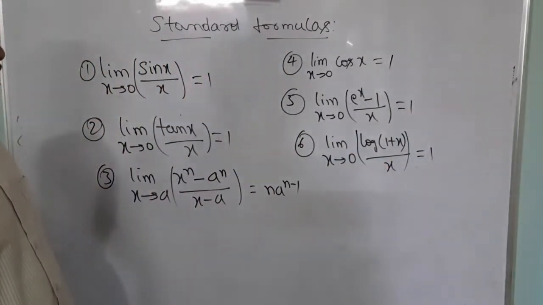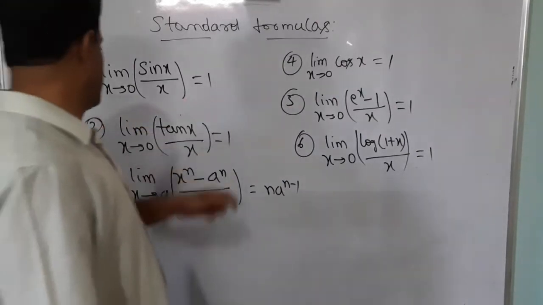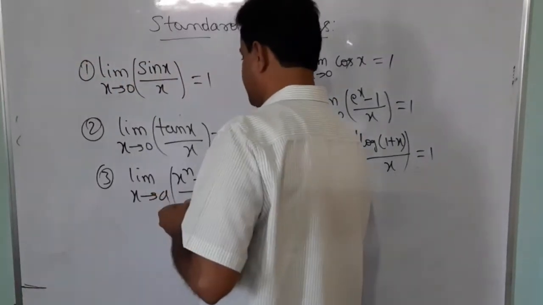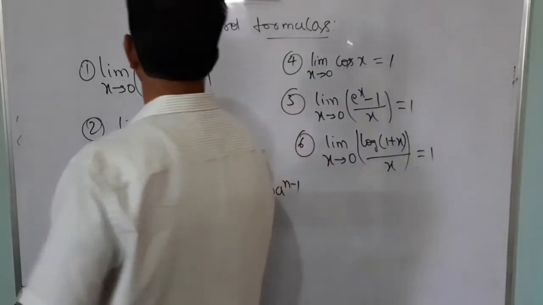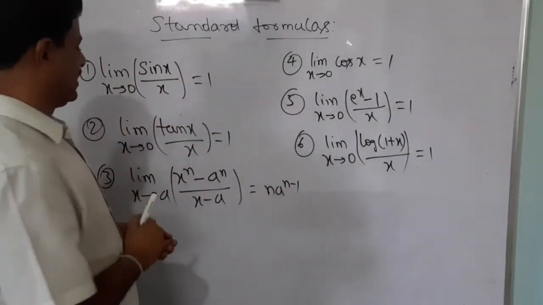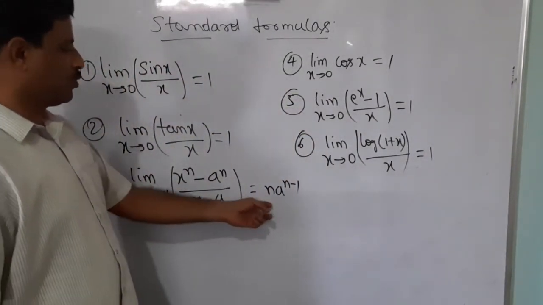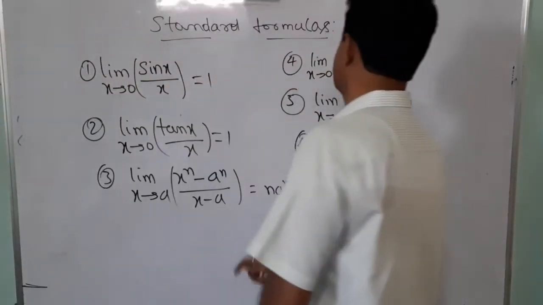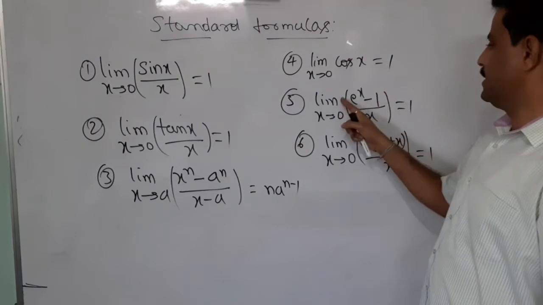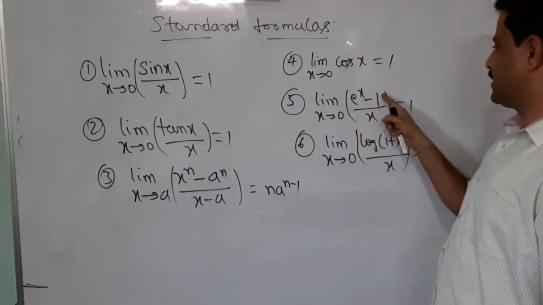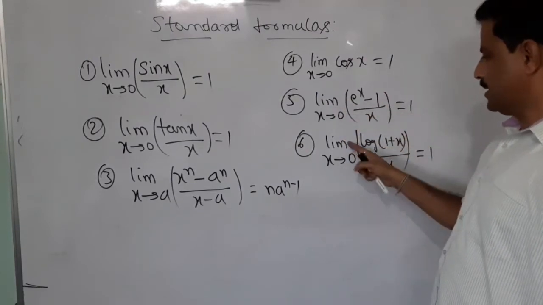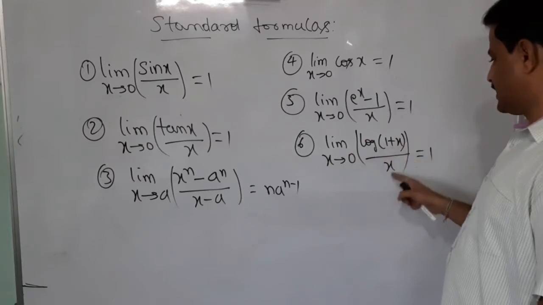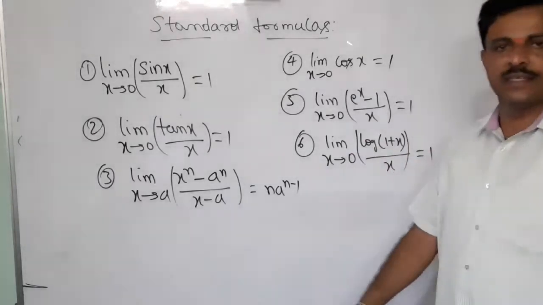Okay, so limit x tends to 0 sin x by x is equal to 1, limit x tends to 0 tan x by x is equal to 1, limit x tends to a x to the power of n minus a to the power of n divided by x minus a is equal to n into a to the power of n minus 1. So next, limit x tends to 0 cos x is equal to 1, limit x tends to 0 e to the power of x minus 1 divided by x is equal to 1, limit x tends to 0 log of 1 plus x divided by x is equal to 1.